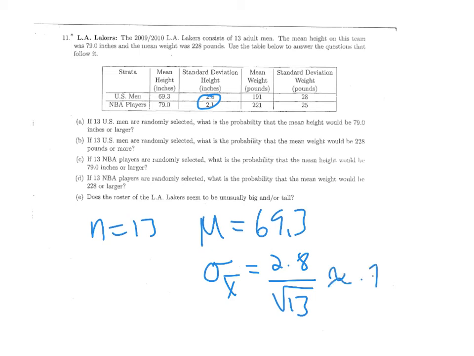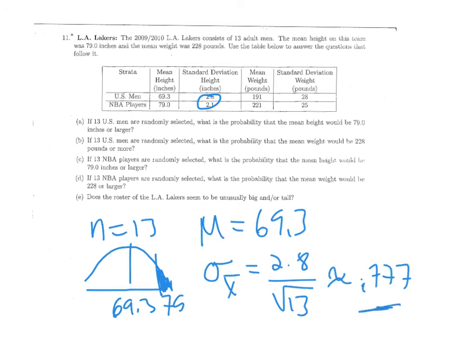So it's about 0.777. And I want to know what's the probability that the average height of U.S. men is more than 79 inches. More than 10 inches taller than average. And if that's the standard deviation, it's definitely going to be a low number. So let's throw that into the David Lane applet here.